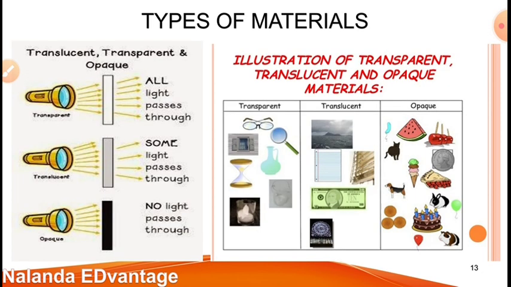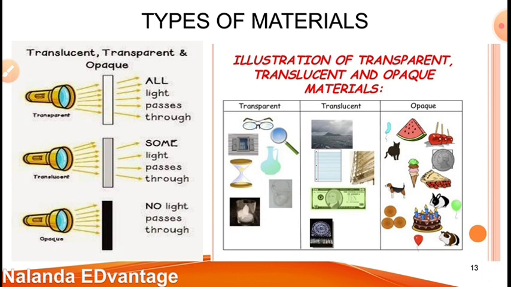Similarly, we can classify materials based on how they transmit light. Suppose a material is transparent, that means all the light passes through. And if the material is translucent, then only some light passes through. If the material is entirely opaque, then no light will pass through. In the figure here you can see a few examples of transparent, translucent and opaque objects.